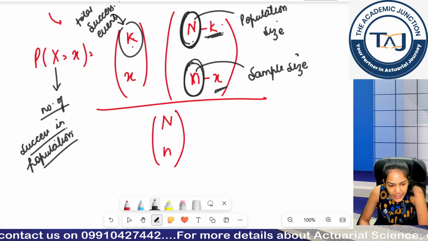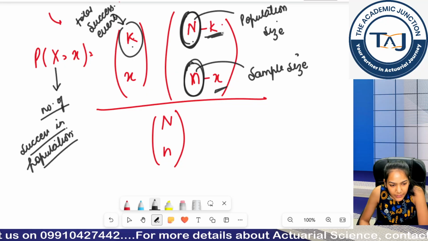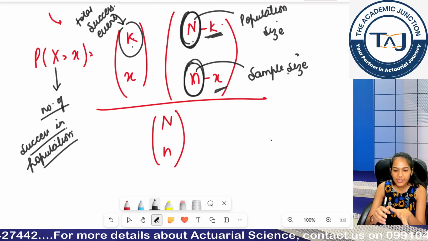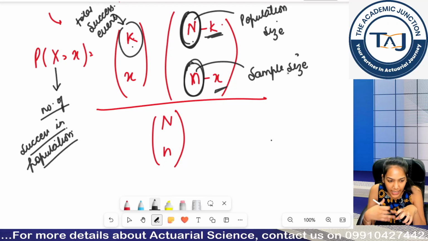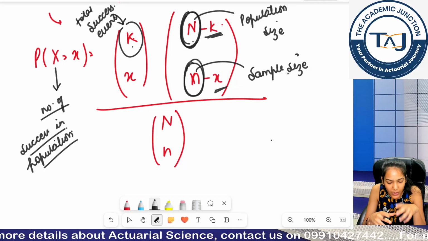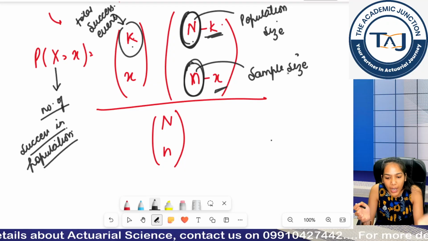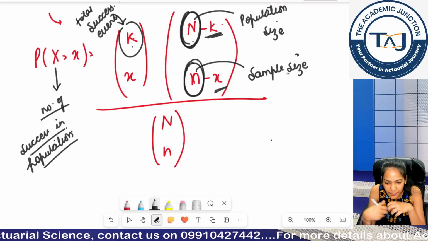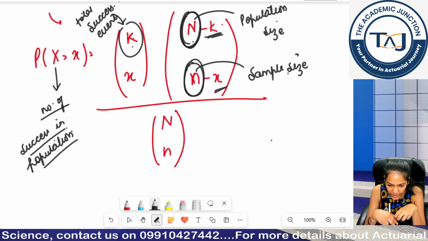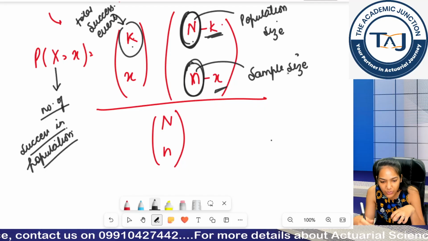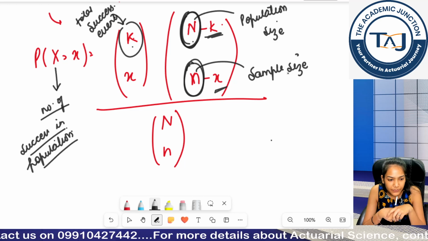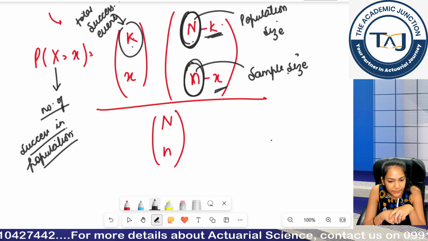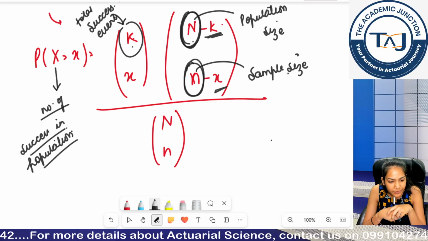Is the distribution clear? Let me give you an example. We have 100 students in the school, right? Out of this, we have 50 students who have passed the class. Now, I am taking a sample of 10 students out of those 100 students, and I want to find the probability that out of those 10 students, I am getting 3 students who have passed. Okay? Clear? Give me a quick yes in the chat room.